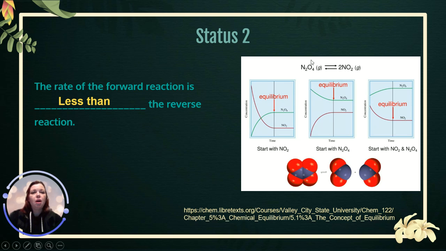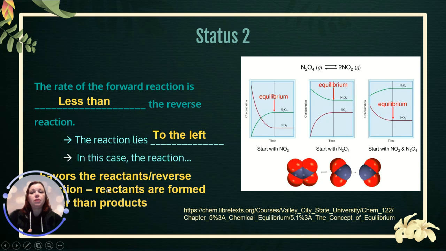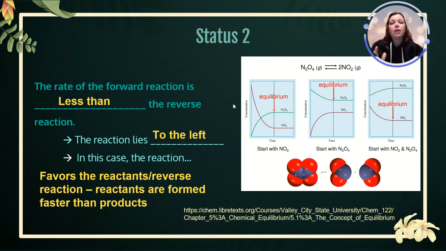We can see a different situation here where we're starting with N2O4 and we're not starting with NO2. And here you can see that we have a rapid accumulation of NO2, but then again, at some point at equilibrium, it would turn around and the forward reaction would no longer be favored. And then we can see even with pretty close to equal concentrations in this situation, we still have the concentration of N2O4 is favored and the concentration of NO2 is reducing. And so we know in this case that the reverse reaction is also favored. Okay, so we said that the reaction lies to the left because that's where your reactants are, and the reaction favors the reactants or the reverse reaction, and the reactants are formed faster than the products are formed.